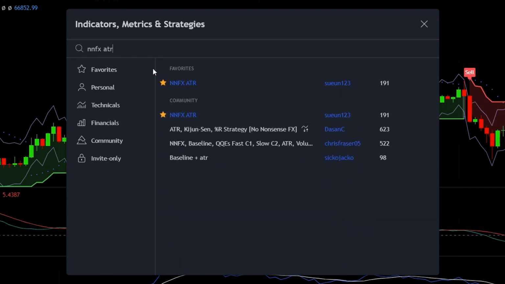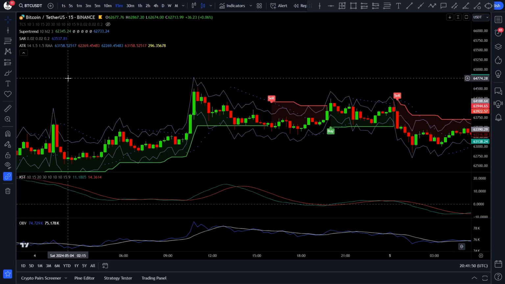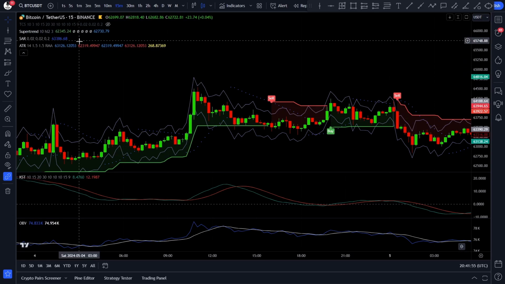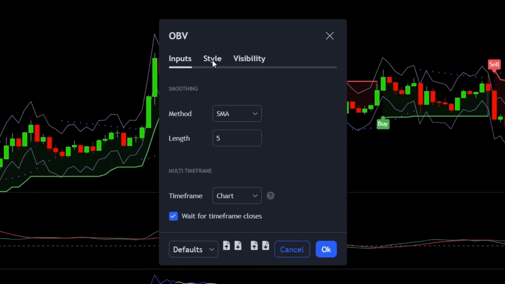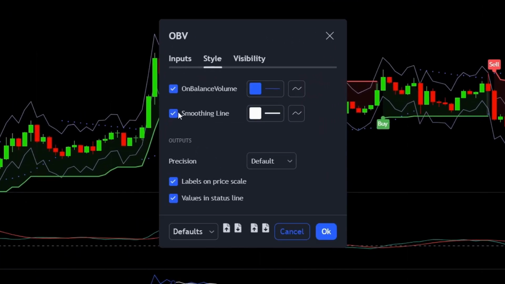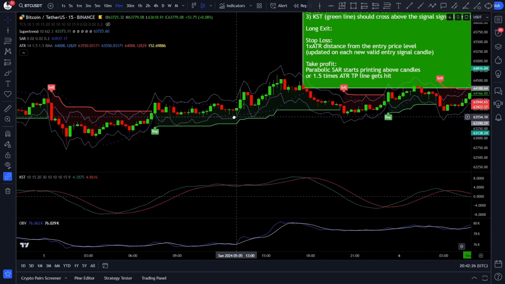Add this one. As this is only a comparison video between the GPT models, I did not optimize this strategy, so leave every setting as it is. But open up the OBV and switch to the Styles tab and take the smoothing line as we will need that. Okay, now let's see the rules for entries and exits.